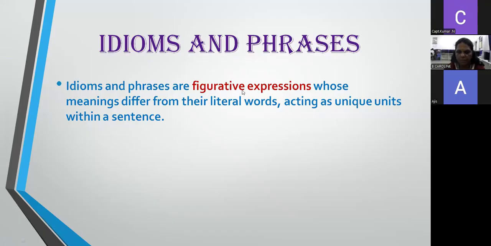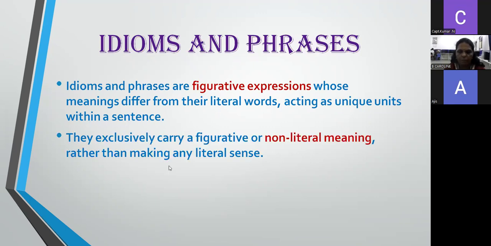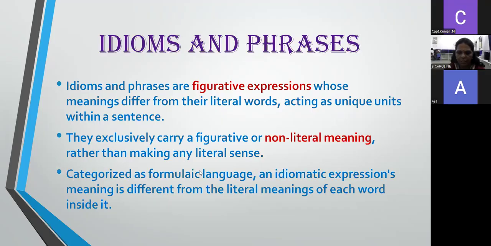Idioms and phrases are figurative expressions whose meanings differ from their literal words, acting as unique units within a sentence. Just like phrasal verbs, these phrases also express figurative meaning only. They don't have the literal meaning of the exact words. They exclusively carry a figurative or non-literal meaning rather than making any literal sense. So they are categorized as formulaic language, and an idiomatic expression's meaning is different from the literal meaning of each word inside.